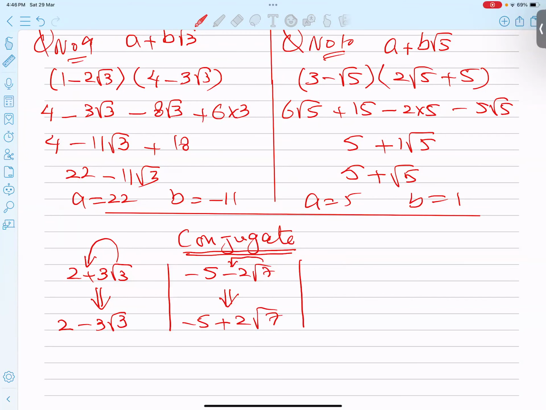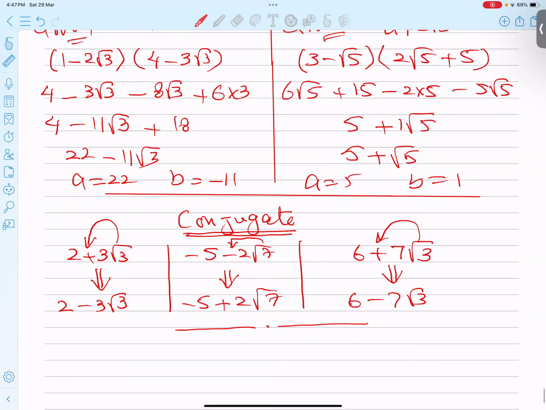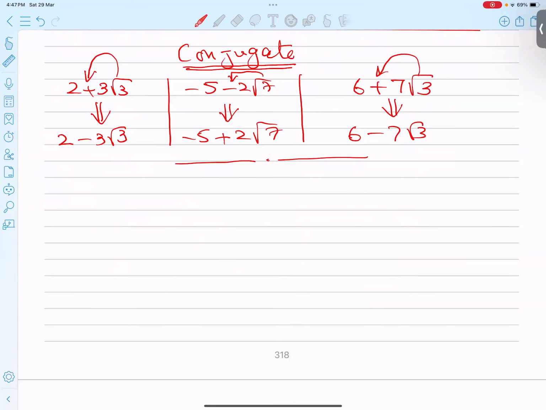Okay, I'll show one more example. For example, let's say both are positive. So 6 plus 7 root 3. So I will just change the sign only. So 6 as it is and -7 root 3. This is called conjugate. I think you people understood very well. I request you to find out the conjugate of 2 or 3 questions only.